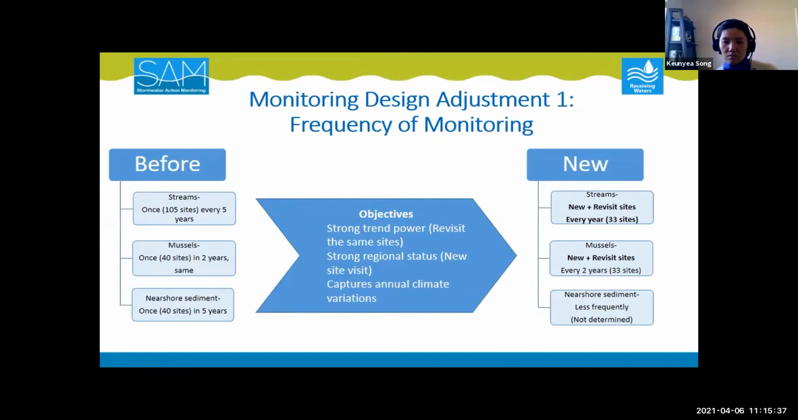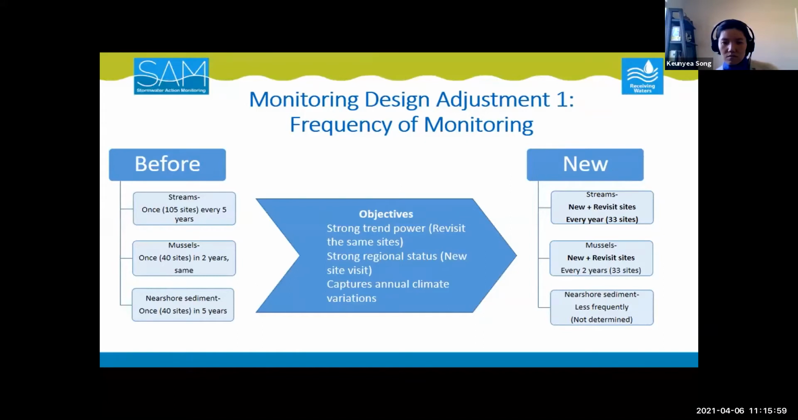We mixed those sites to have new and revisit sites to make a total of 33 sites in each sampling event, as having that combination can improve both trend detection power and better representativeness of the region.